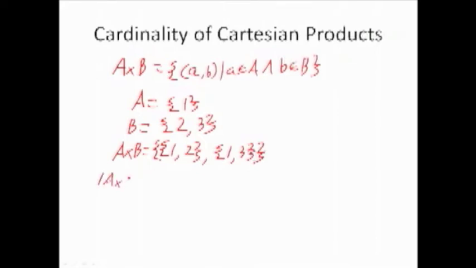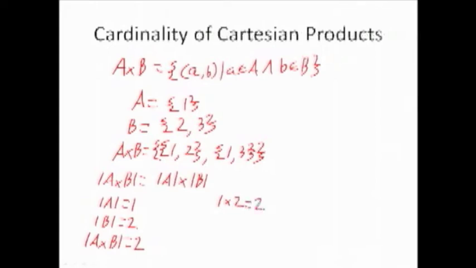Now the cardinality of a Cartesian product is equal to the cardinality of the first set times the cardinality of the second set. For example, the cardinality of our first set is 1, the cardinality of our second set is 2, and the cardinality of our Cartesian product is 2. If we go by the formula, 1 times 2 is 2, which is the cardinality of our Cartesian product. As you can see, our Cartesian product has 2 elements, (1, 2) and (1, 3), and A has 1 element and B has 2 elements. Therefore, the cardinality of our Cartesian product is equal to the cardinality of the first set times the cardinality of the second set.